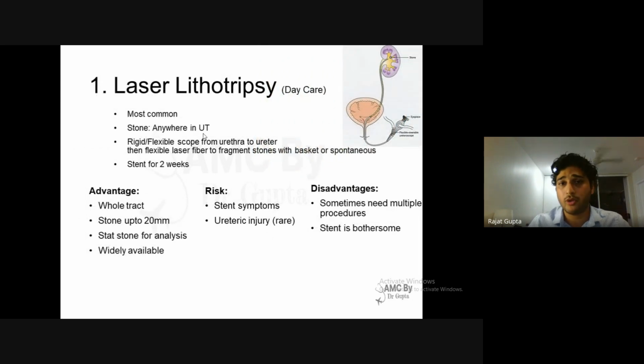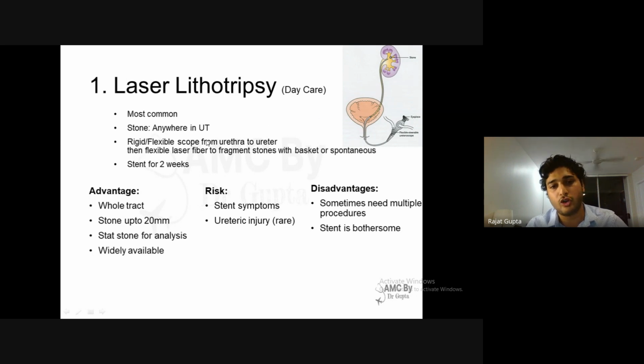So let's just talk about laser lithotripsy. In laser lithotripsy, we go from the urethra to the ureter, and wherever the stone is, we break it and get it out from the urinary tract. So laser lithotripsy is slightly invasive, not too invasive, but yeah, it's like a catheter type thing. It is the most common procedure done by urologists. Stone anywhere in the urinary tract, in calyx, in ureter, urethra, doesn't matter.